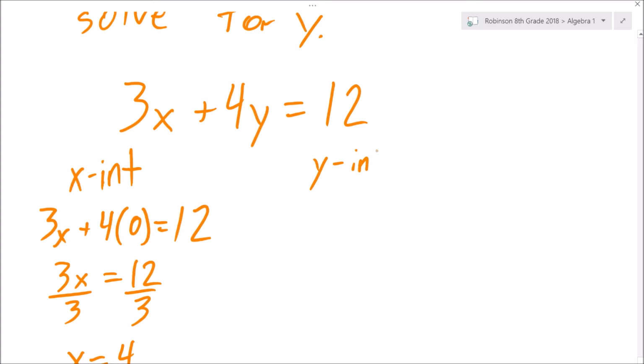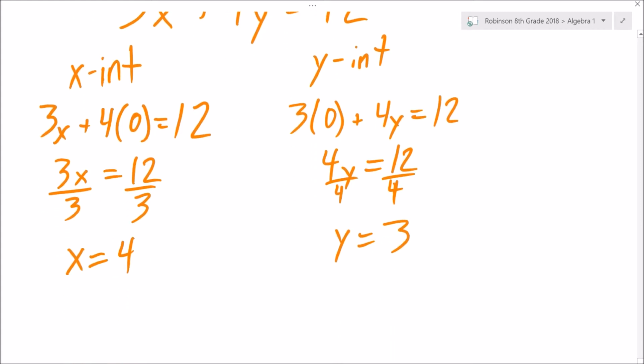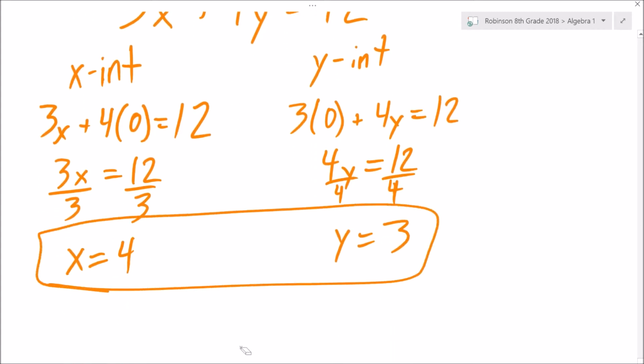My y-intercept, or rather what to do with it. I replace x with a 0, but I keep the y, and I solve for y. 3 times 0 is 0, so I have 4y equals 12. Divide by 4 on both sides, and I get y equals 3. So here are my two intercepts.